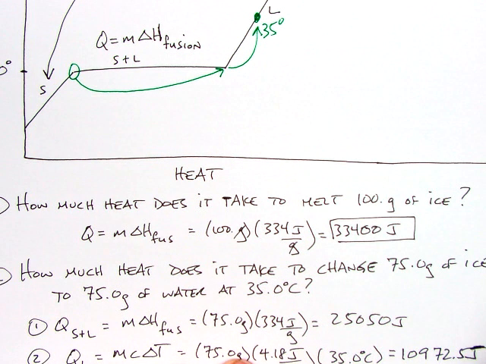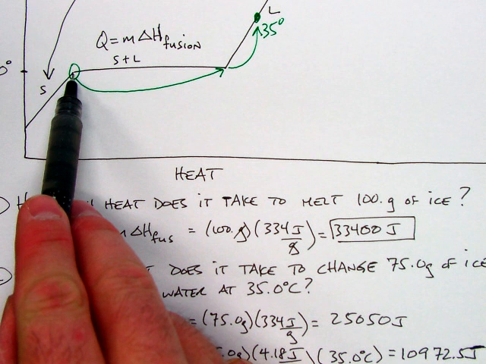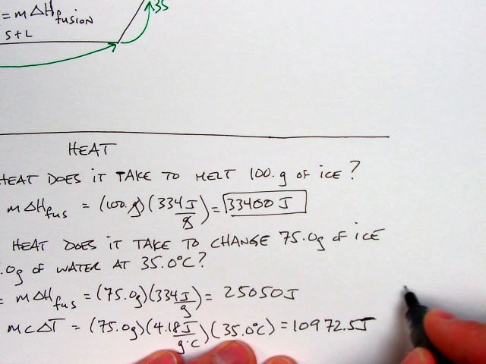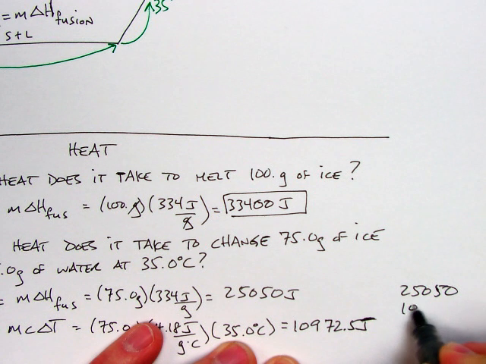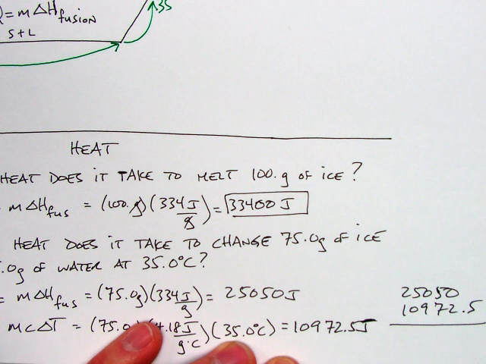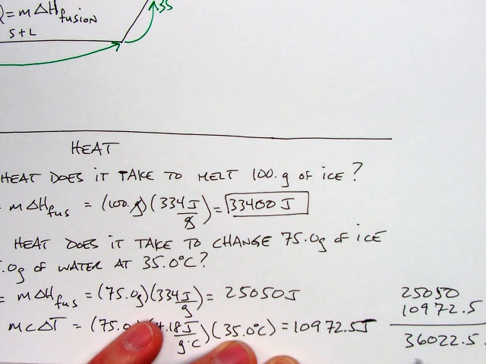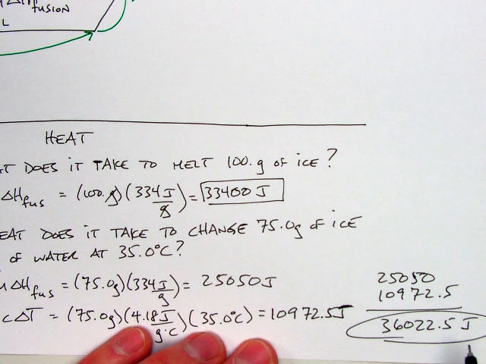So what are we going to do as far as figuring out the total amount of joules it took to go from 100% solid to this 35 degree water? We're going to add these two together. So when you add these two together, 25050 plus 10,972.5, we're going to get 36,022.5 joules. Okay? That's not rounded to significant figures or anything like that, but that's the idea.